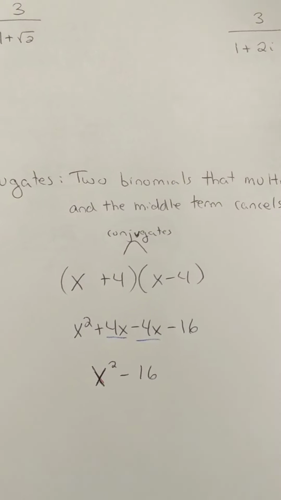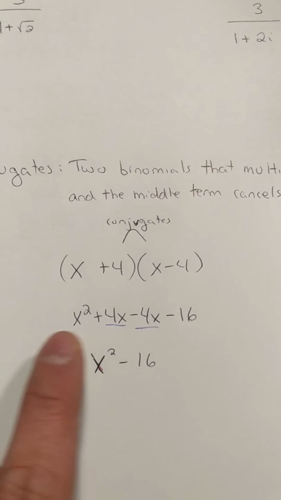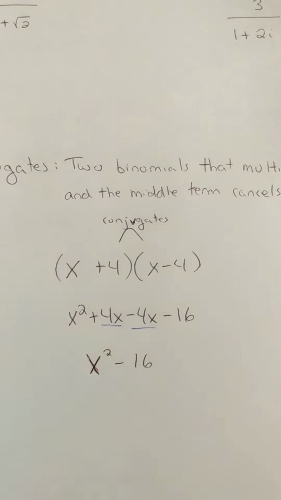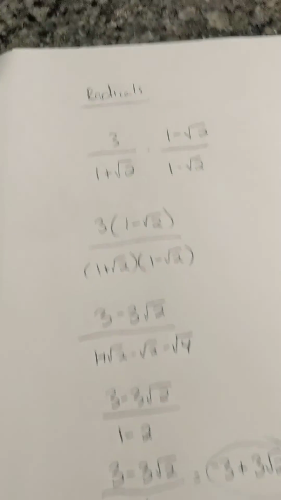So x plus 4, x minus 4, those are conjugates of each other. And when we distribute, we would get x squared plus 4x minus 4x minus 16. Notice how the 4x's cancel out, so we're just left with x squared minus 16. So let's apply that logic to these problems.